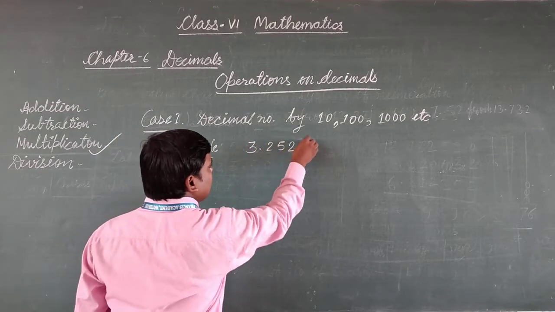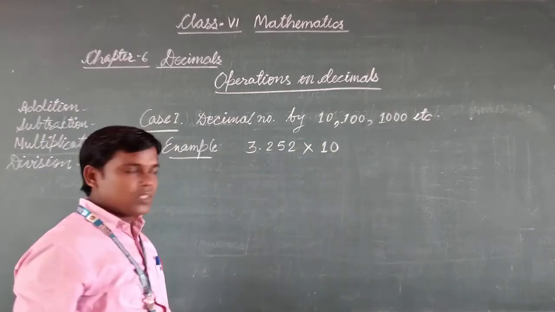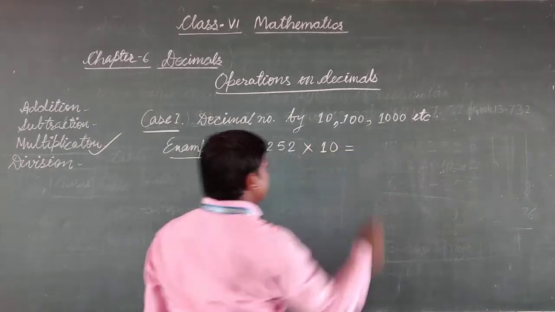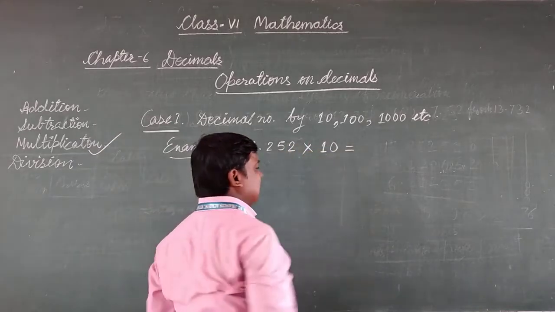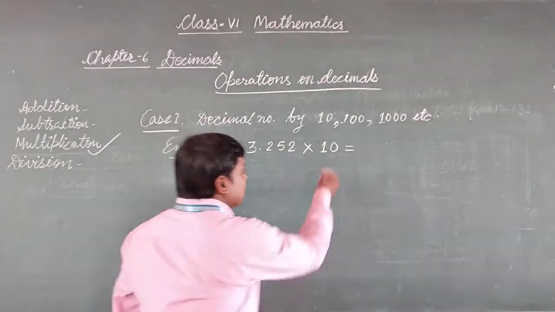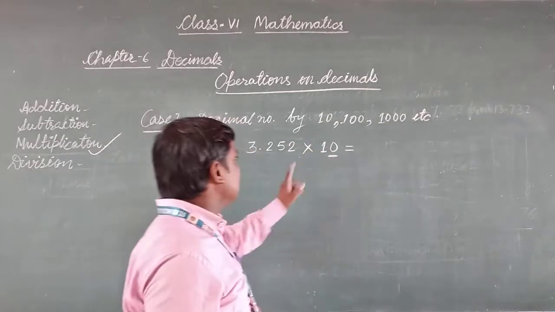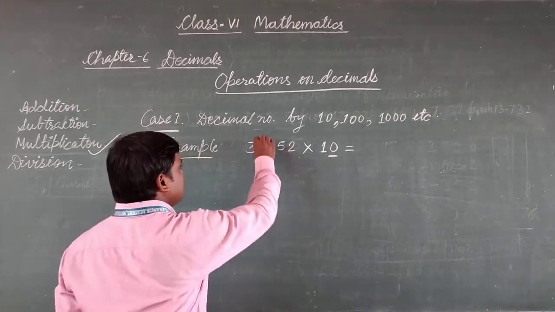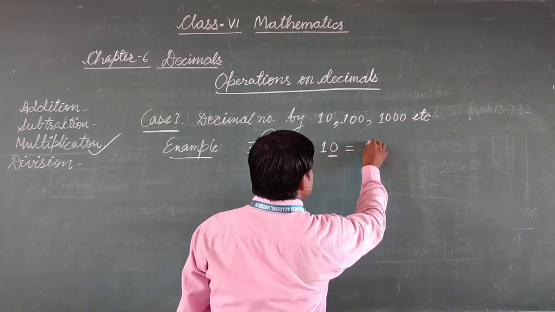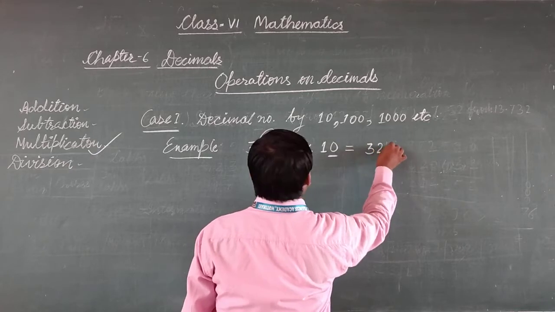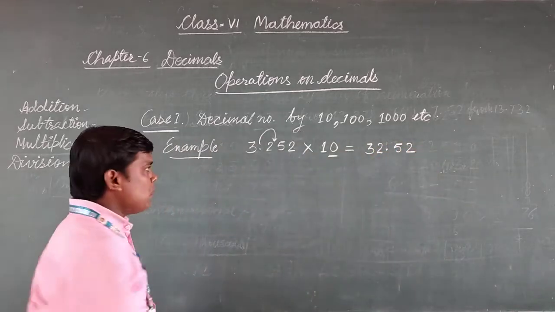3.25 to multiply by 10. As we are seeing, this is a decimal number and here we have to multiply it by 10. So we will count the number of zeros after 1, which is 1. Then we have to shift the decimal place one digit right. Means the product will become 32.5.